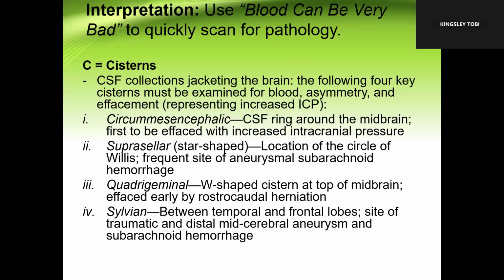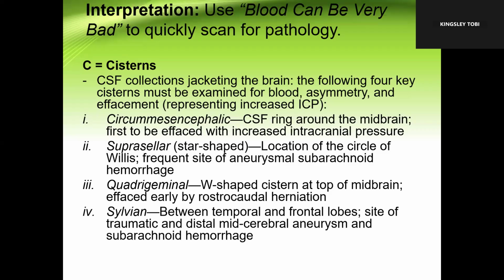I hope we got what I said about the B, the blood. Any question on that? I think we are fine on that. Let's go to the C, the cisterns, all right? You're looking at the CSF. We know the CSF is the shock absorber of the brain, and you want to look at 4 key cisterns, examining them for blood, for asymmetry, and effacement, because this will give you an idea of the presence of intracranial hypertension.